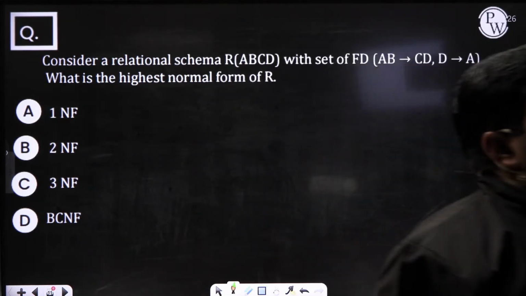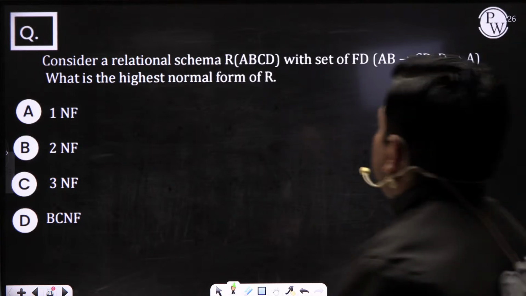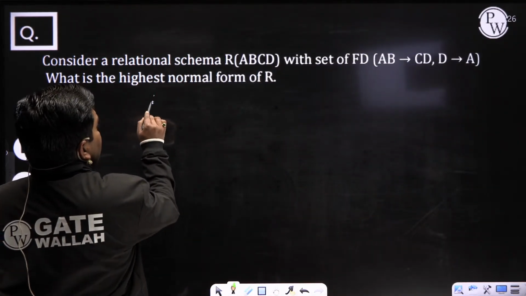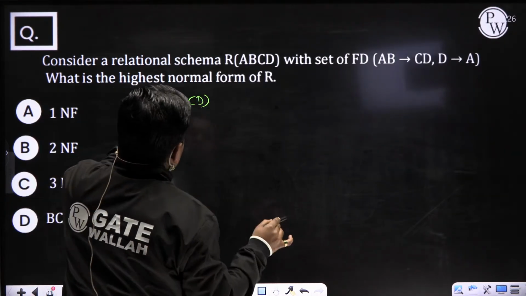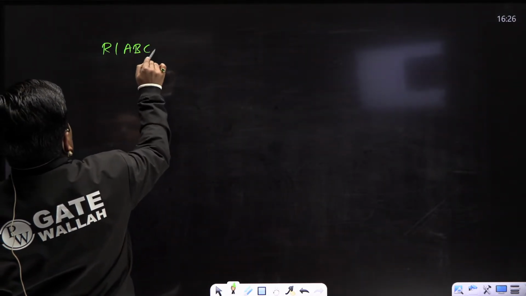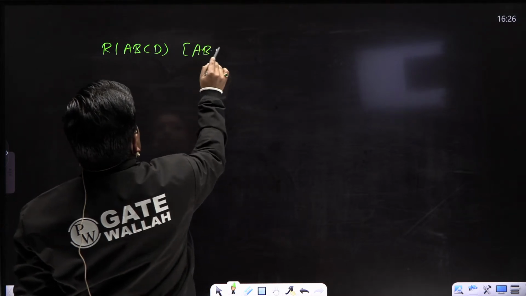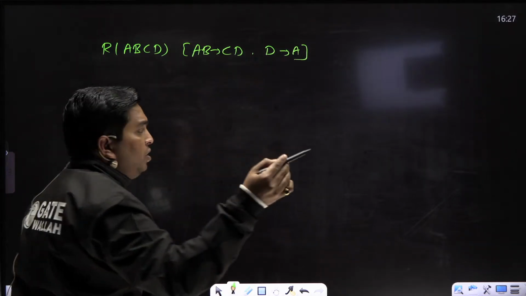What are the candidate keys? What are the candidate keys for this question? Listen, everyone. What is the candidate key for this one? R(A, B, C, D), AB tends to CD, and D tends to A. So what is the candidate key?